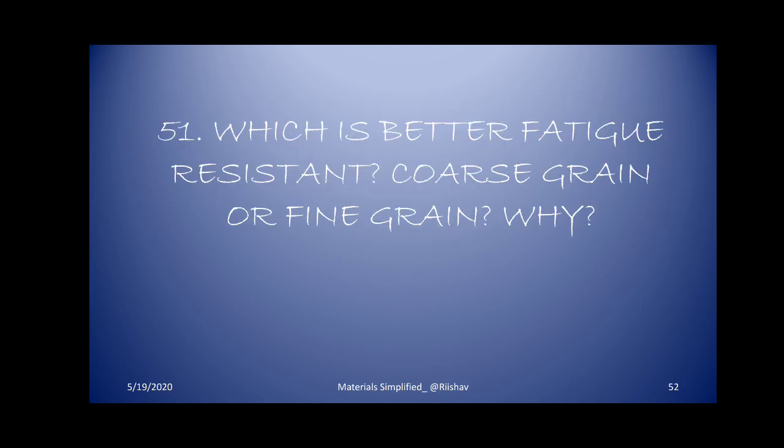Now, which is better fatigue resistant, coarse grain or fine grain? Why? Well, if you talk about fatigue, failure is characterized by three distinct steps. That is, crack will initiate, crack will propagate, and then final failure. Okay, so fine grain is better fatigue resistant. Why? Because in fine grain the number of grain boundaries are more. Now these grain boundaries act as obstacles in the movement of this crack, so increasing the fatigue resistance. I hope this is clear. Moving on.